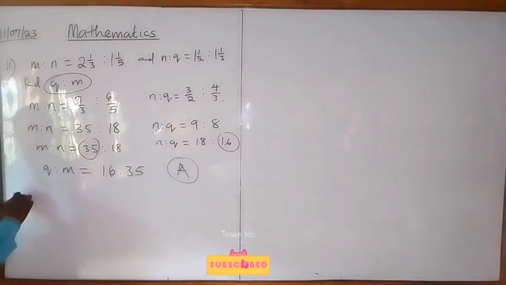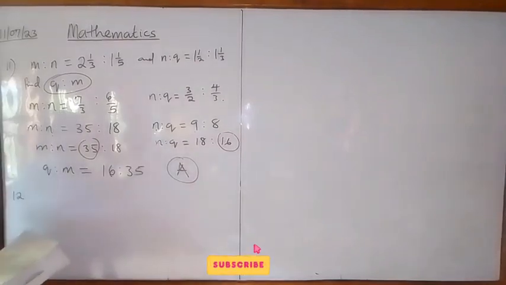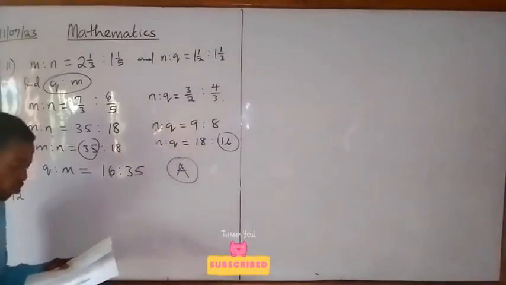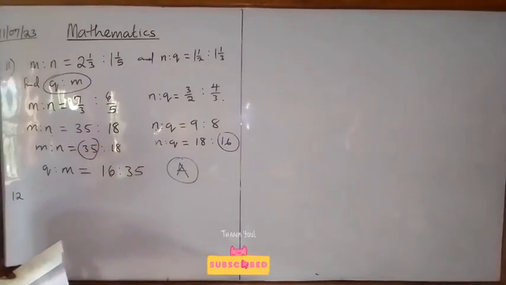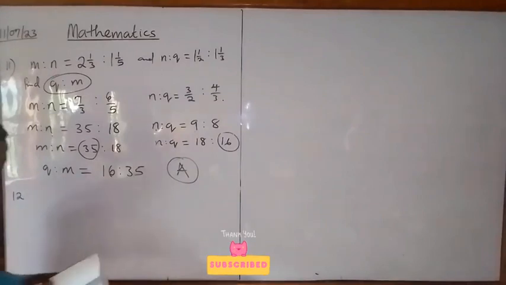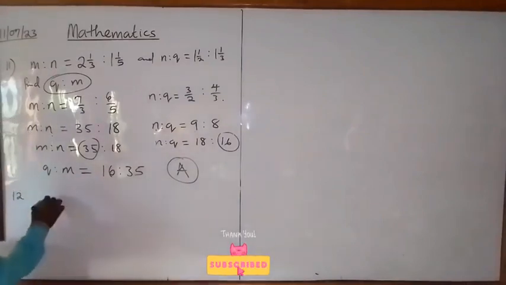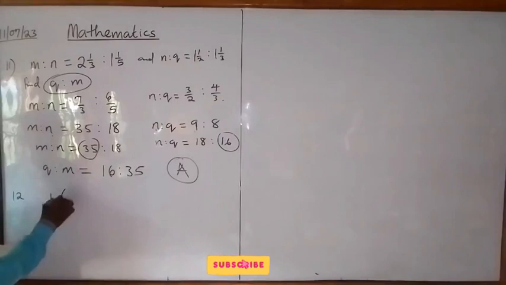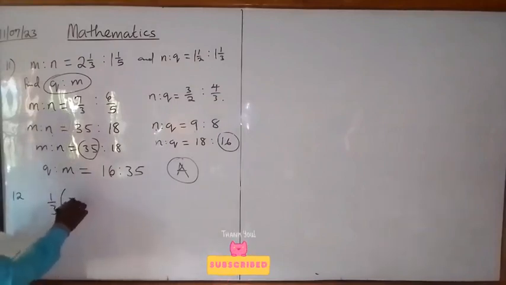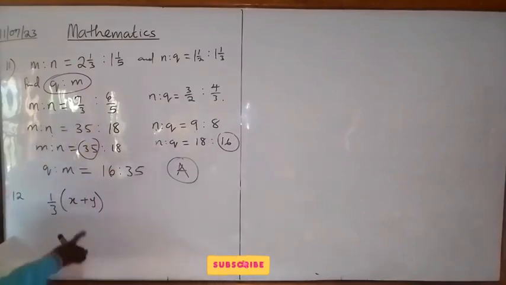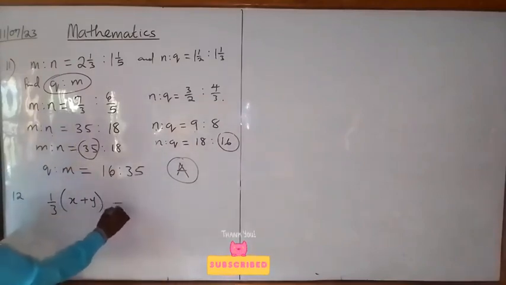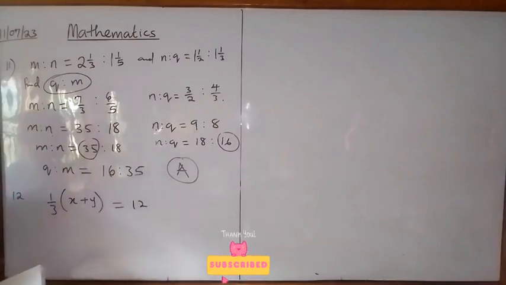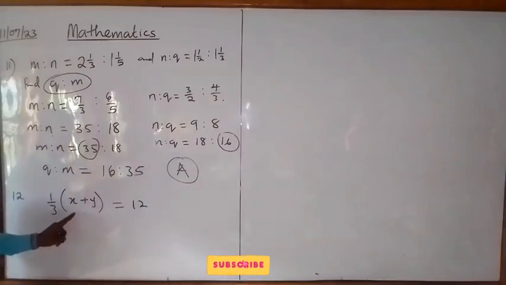So number 12 question, we have: one-third the sum of two numbers is 12. Let the two numbers be x and y. Then one-third the sum, that's 1 over 3 times the sum, x plus y. That's the statement interpreted: one-third the sum of the two numbers x and y is 12.